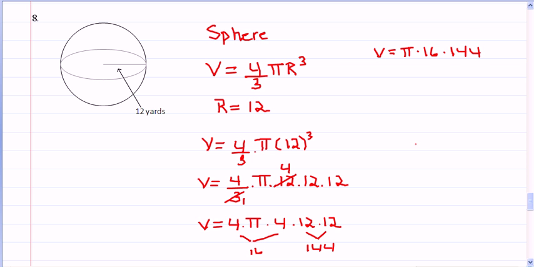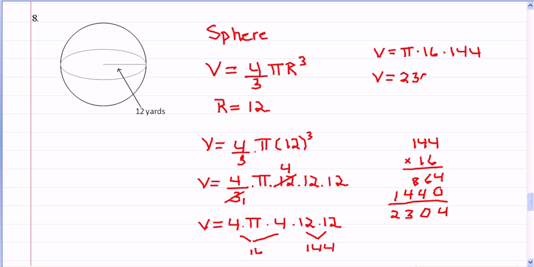So underneath, I'm going to multiply 144 times 16, so that I get a volume of 2,304 pi yards cubed.